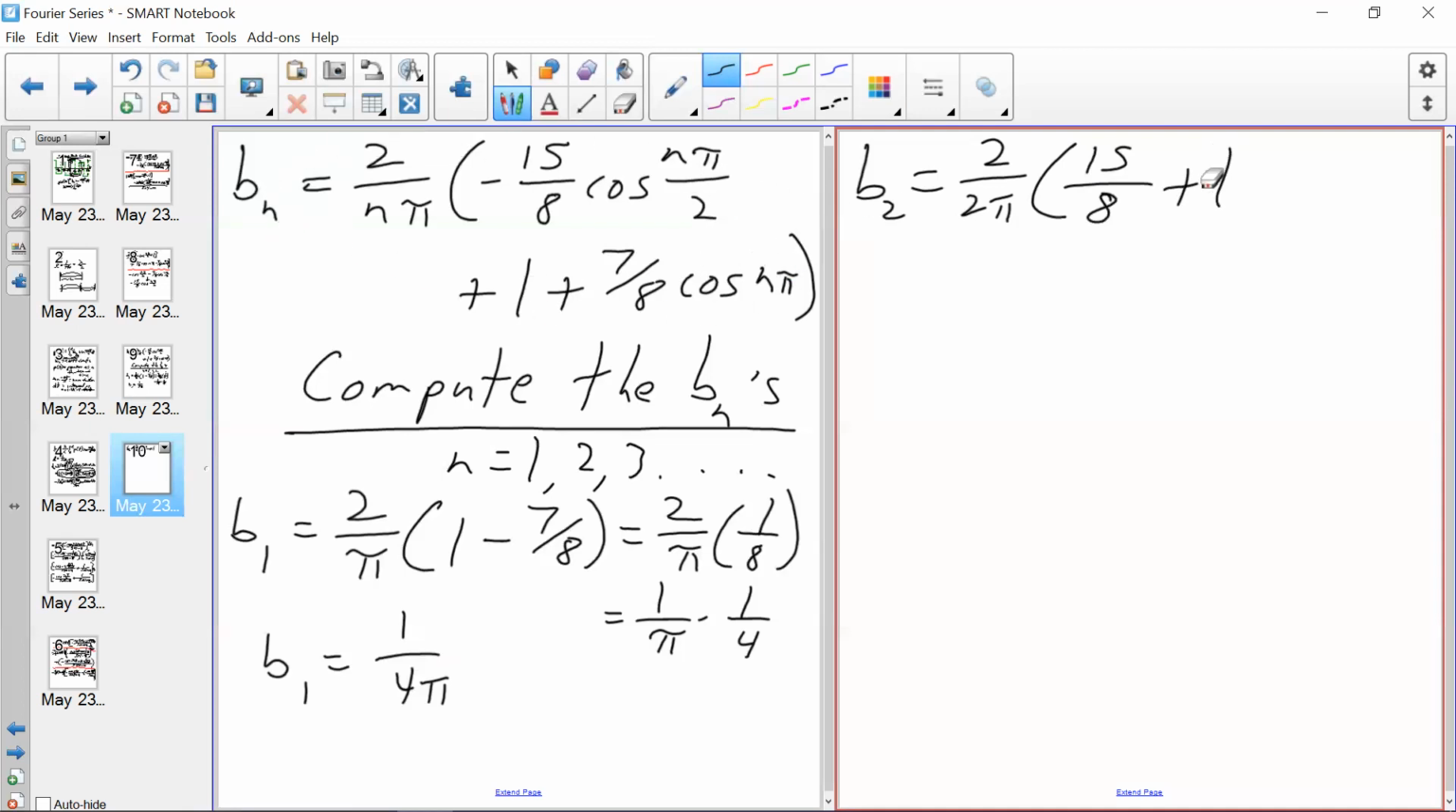Plus 1 plus 7/8, because cosine of 2 pi is going to just be 1, so 1 times 7/8 is 7/8. So that's 1 over pi. I'm just going to evaluate everything in here: 15 over 8 plus 8 over 8.